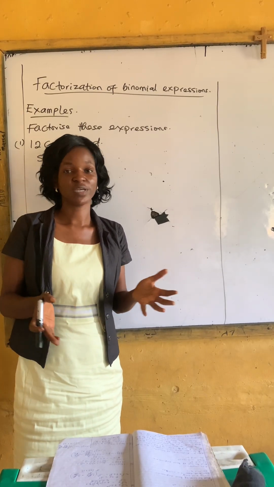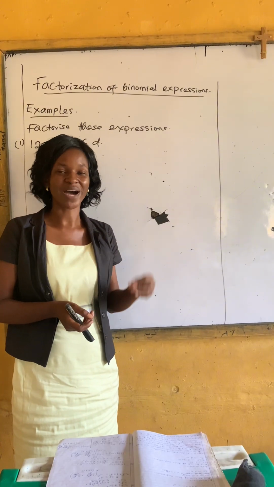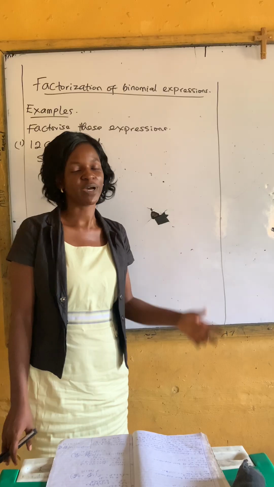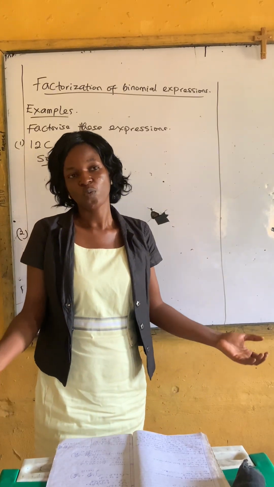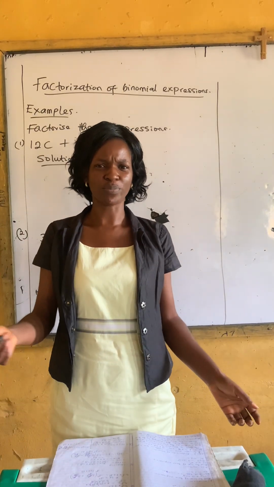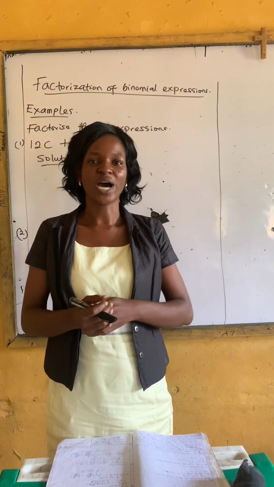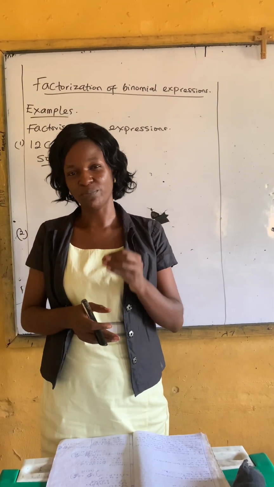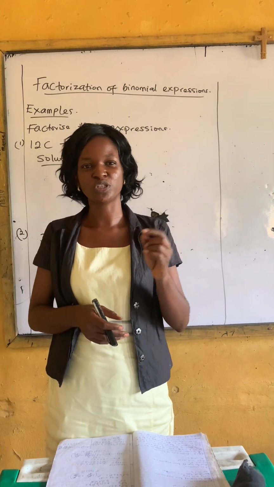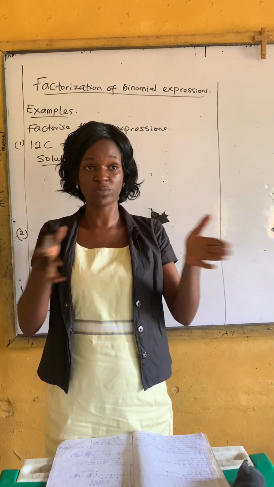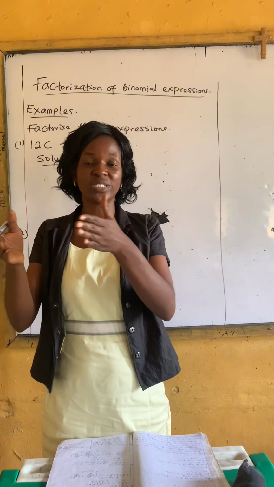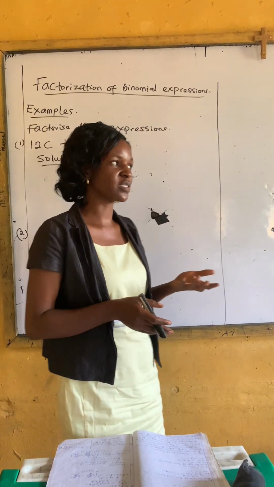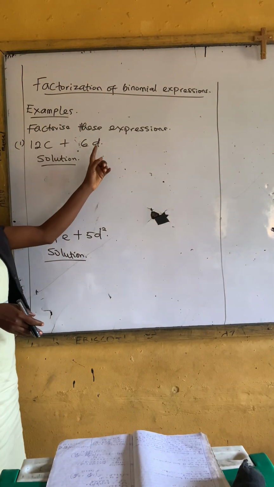So today we'll be looking at factorization of binomial expressions. What are binomial expressions? From the word bi, meaning two. If you have two algebraic terms, it is said to be a binomial expression. Any expression that you see that has two algebraic terms is said to be a binomial expression. For example, 12c plus 60.